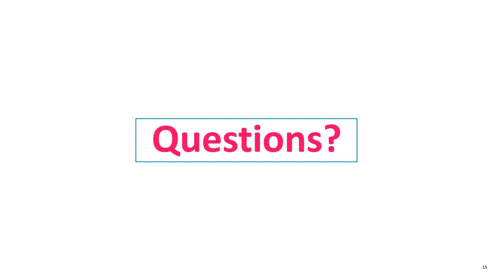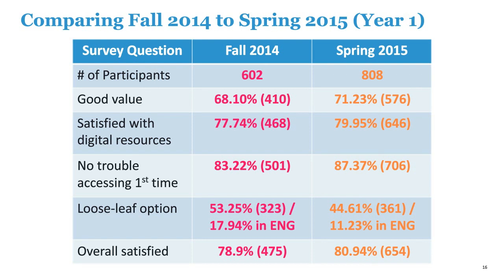I think that's all the questions so far. Okay, great. So just so you can see the satisfaction and where we went with the survey results. These are comparing the very first semester when we rolled out to the next semester, semester 2. As you can see, our students thought it was a good value, 68% versus 71%. Our students were satisfied with the digital resources immediately, 1 and 2 semesters after the rollout. Most of our students, as you can see, had absolutely no trouble accessing the first time.